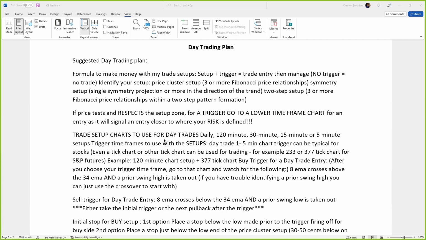Now, the setups that you can use for day trades are pretty much on any chart. You can use daily support or resistance, 120-minute, 30-minute, 15-minute, 5-minute. But again, if you're going to use a lower time frame chart like a 15-minute chart, then maybe you use a 1-minute chart for the trigger.